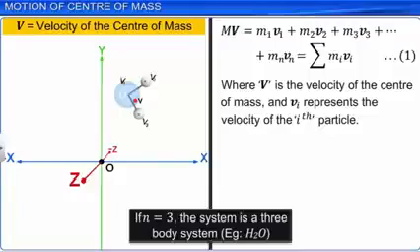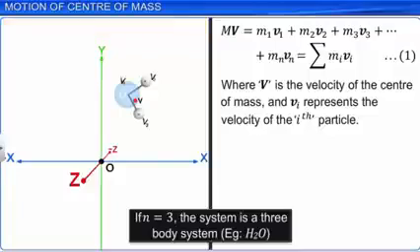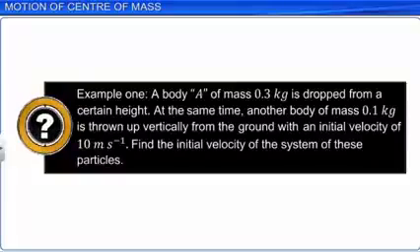Let us discuss with an example. Consider a body A of mass 0.3 kilogram that is dropped from a certain height. At the same time, another body of mass 0.1 kilogram is thrown up vertically from the ground with an initial velocity of 10 meters per second. Find the initial velocity of the center of mass of the system of these particles.